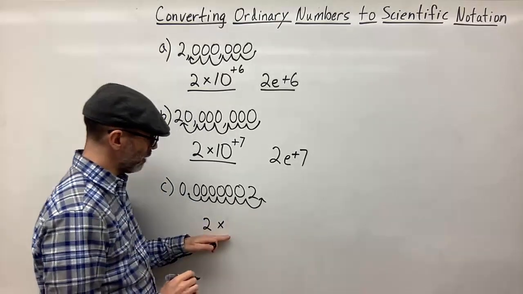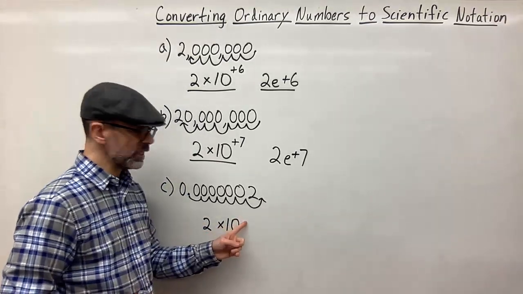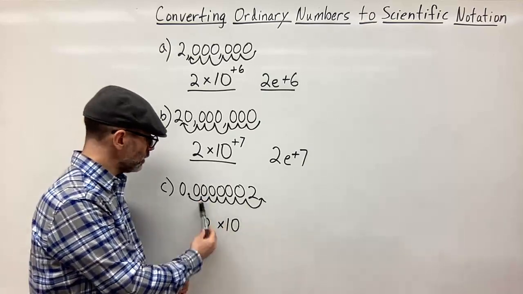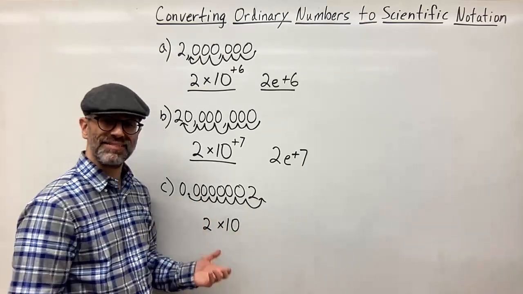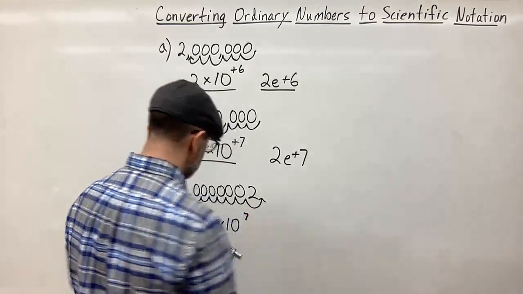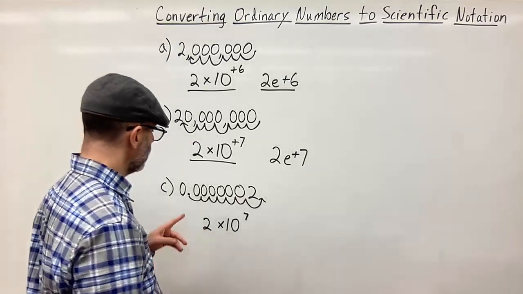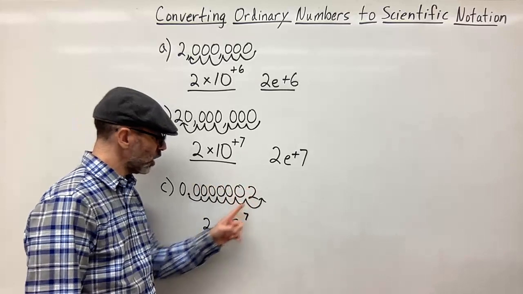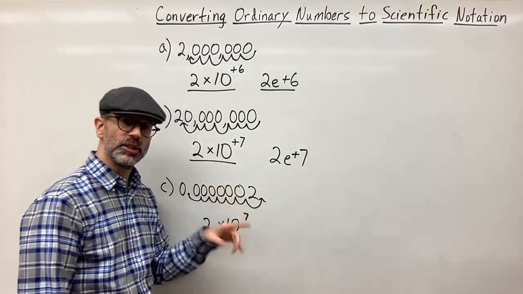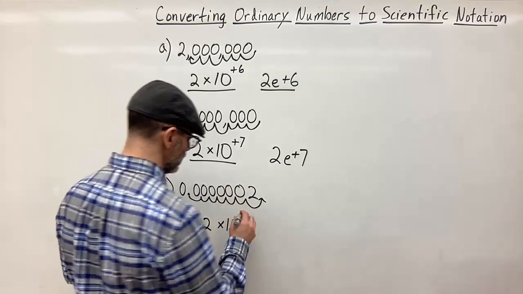And now I'm going to multiply by 10. My exponent is going to have the same number of times I moved the decimal point. So I moved the decimal point 7 times. So the number is 7. But is it positive or is it negative? Well, since I started with a small number, 0.000002 is very small. It's less than 1. So therefore, my exponent is going to be negative. So this is a negative 7.